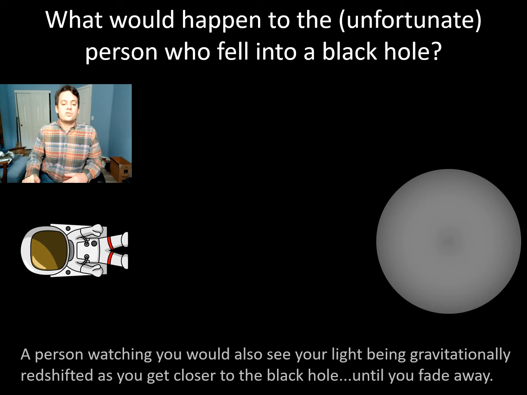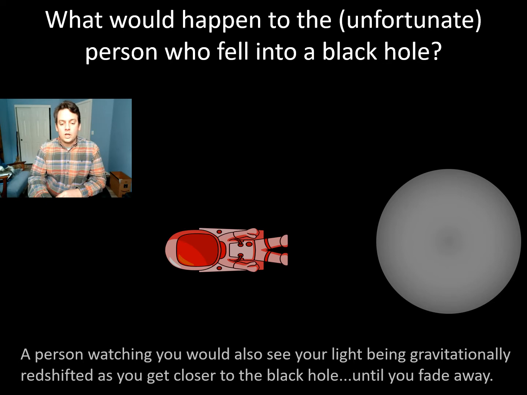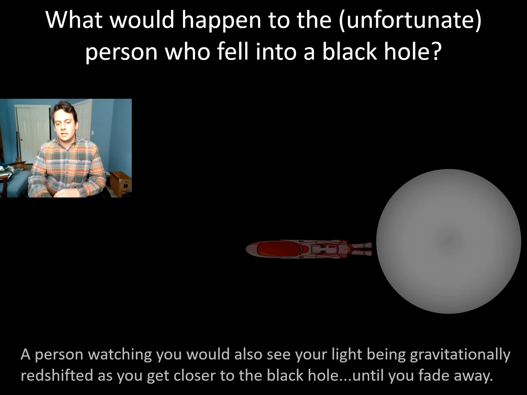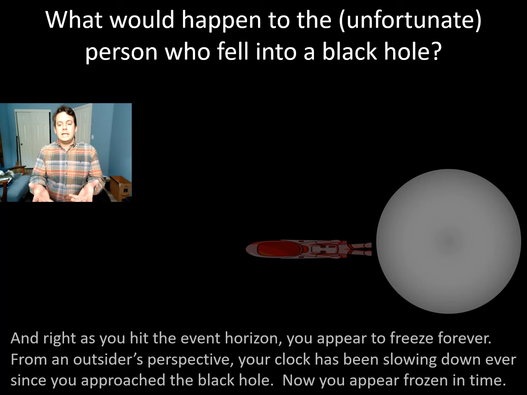In addition to that, a person watching you as you fall in would see your light being gravitationally redshifted, getting more so as you get closer and closer. If you recall, we talked last time about gravitational redshift. It's a natural result of the fact that it takes energy for light to escape the gravitational field. And light can't slow down, so the only way it can give up energy is by redshifting, by increasing its wavelength and decreasing its frequency. So the closer you get, the redder you get, until eventually the visible light is shifted out of the visible spectrum even.